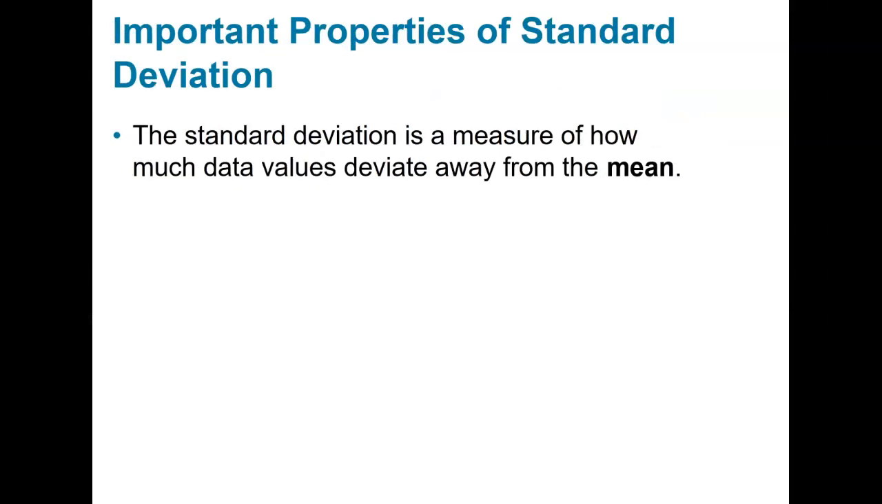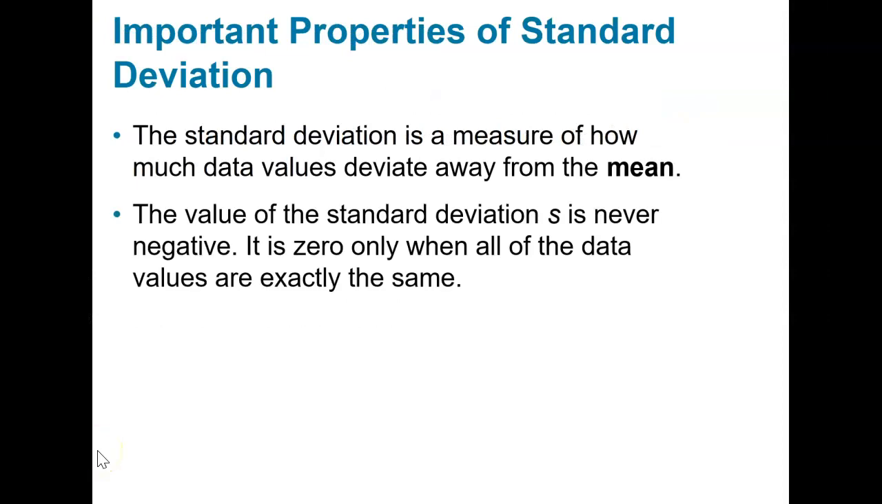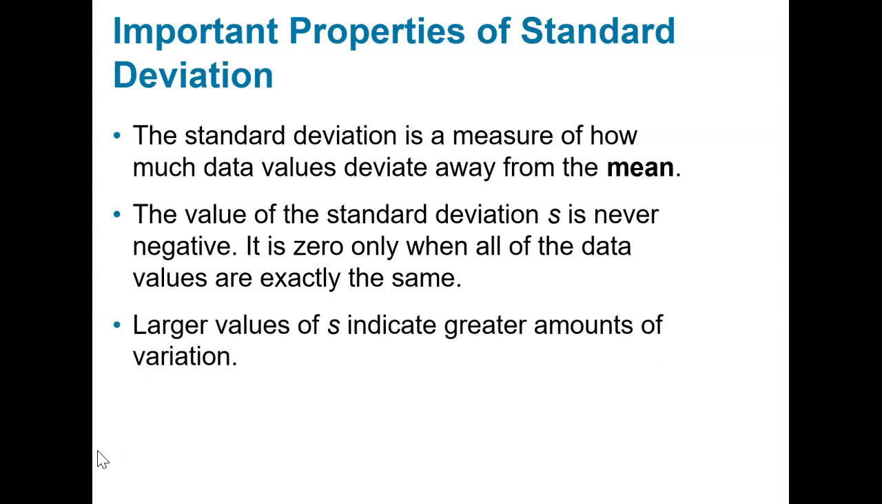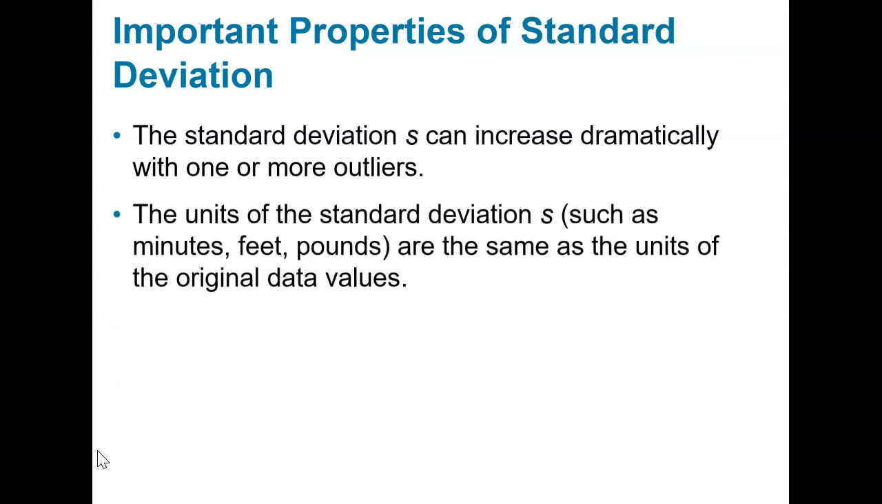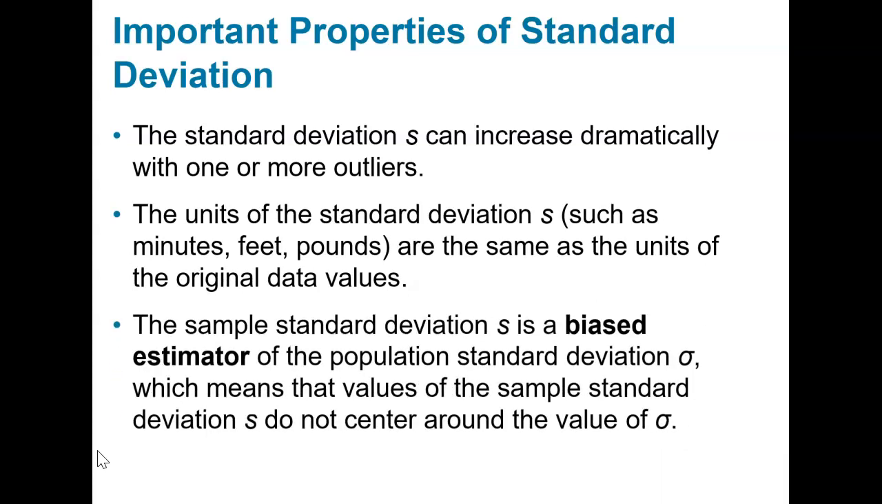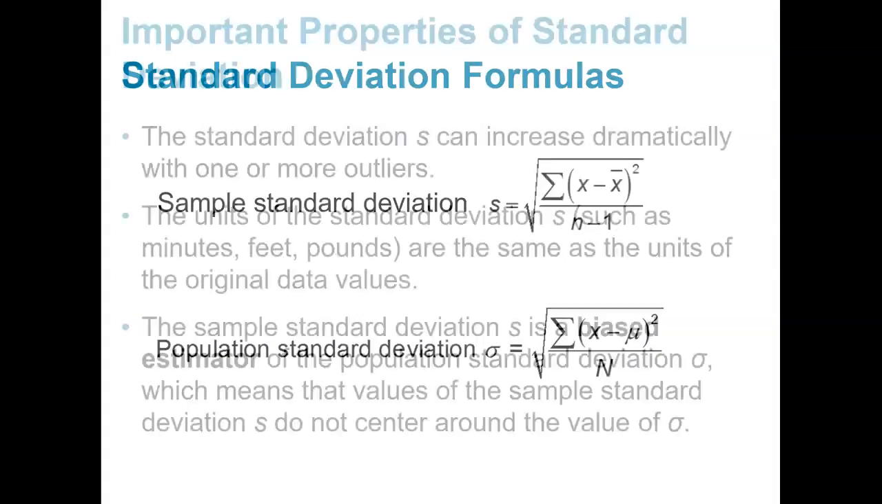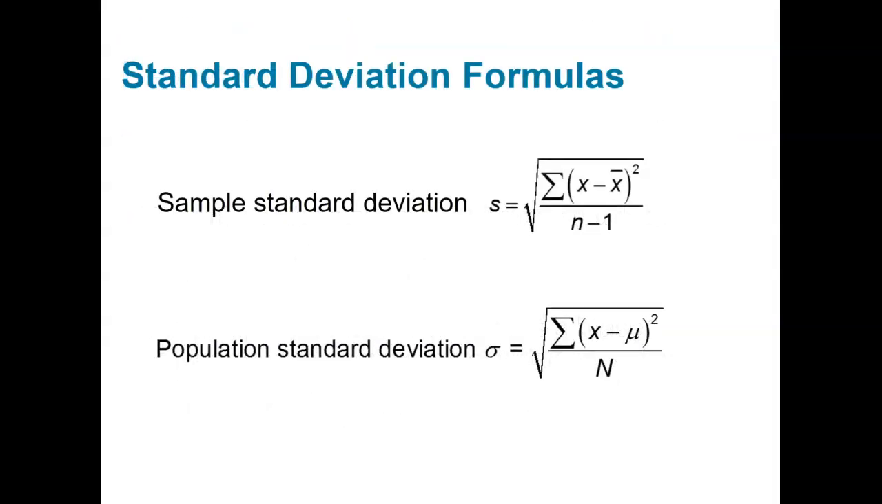The important properties of standard deviation: the value of a standard deviation is never negative. It's zero only when all the data values are exactly the same. Larger values of standard deviation indicate that the data values are farther from the mean. The standard deviation increases dramatically with outliers. The units of standard deviation are the same as the units of the original data values. The sample standard deviation s is a biased estimator of the population standard deviation sigma. The formulas to calculate standard deviation of a sample and population are presented below.